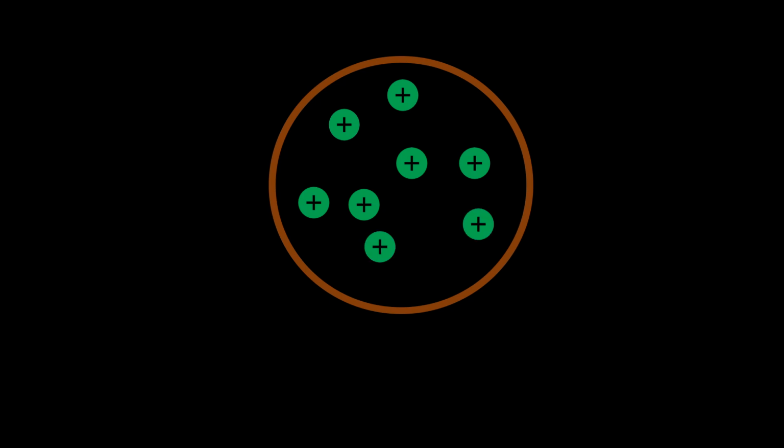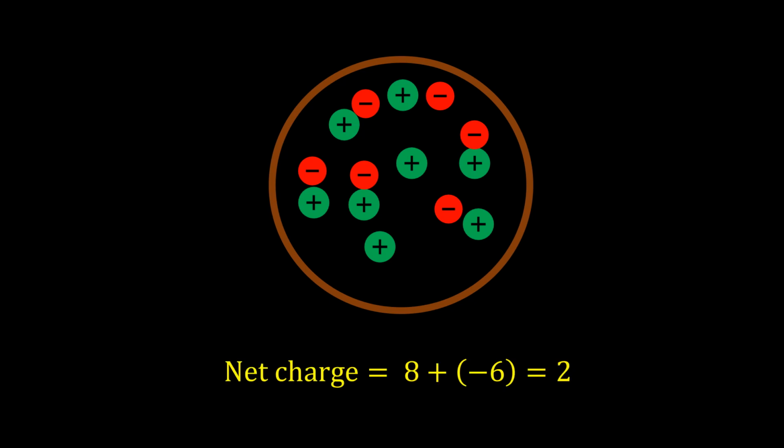In this object, we have 1, 2, 3, 4, 5, 6, 7, 8 positive charges and 1, 2, 3, 4, 5, 6 negative charges. This means we have 8 protons and 6 electrons. The net charge is equal to 8 protons plus 6 electrons. Protons carry a positive charge and electrons carry a negative charge. Hence, we say 8 plus open brackets minus 6. A positive multiplied by a negative is a negative, hence we have 8 minus 6, which is 2.